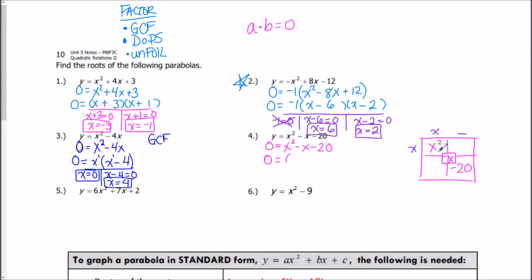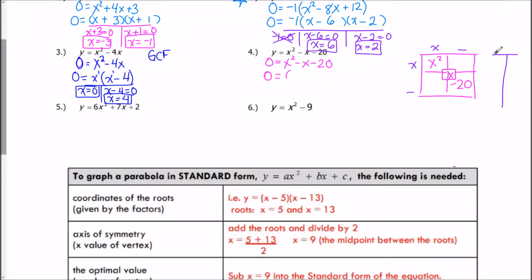Now here, for this one and this one, those numbers have to multiply together somehow to give me 20. So let's make a list. I can do 1 times 20. I know 20 is divisible by 2, so I could do 2 times 10. I know 20 is not divisible by 3, so I'm not going to include it here. And I know 20 is divisible by 4, and I get 5.